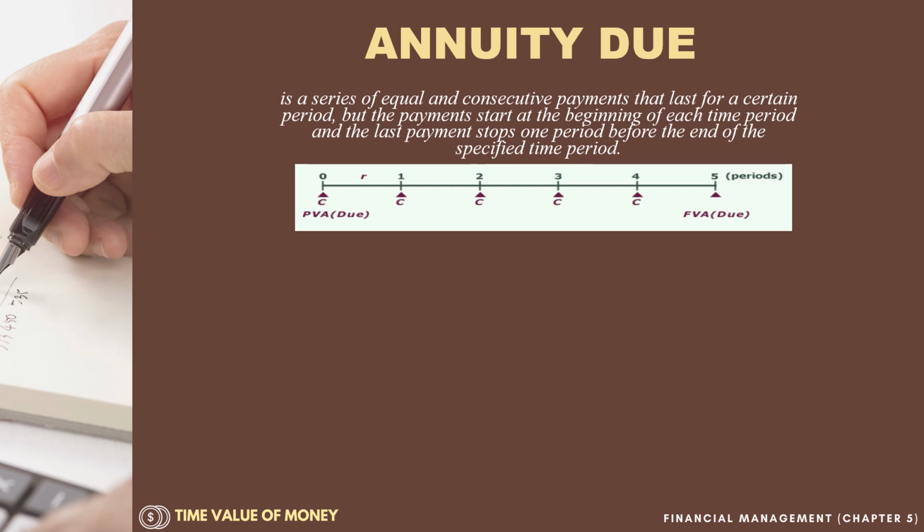Now here in the timeline, as you can see, the first cash flow, or the first payment, was made on year 0. That is the beginning of year 1. And then the last payment was made on year 4. That is the beginning of year 5. Okay, so unlike with the ordinary annuity, where the first cash flow was made on year 1. Now for annuity due, there are also two types, or two ways of solving the annuity due. We have here the present value annuity due and the future value annuity due.